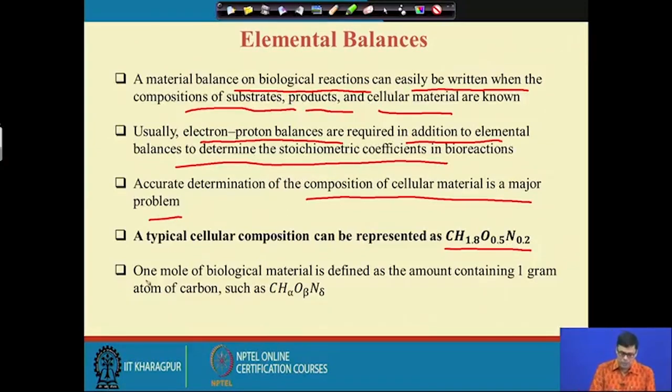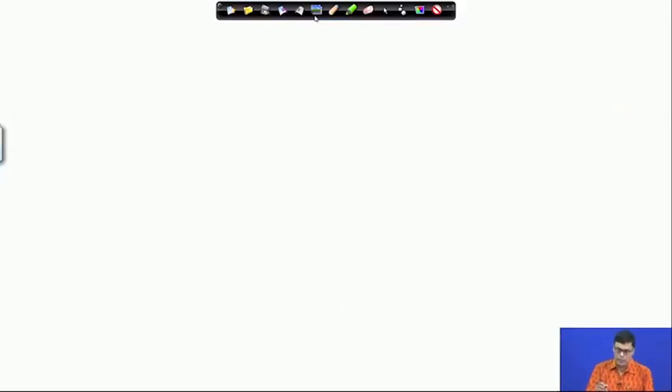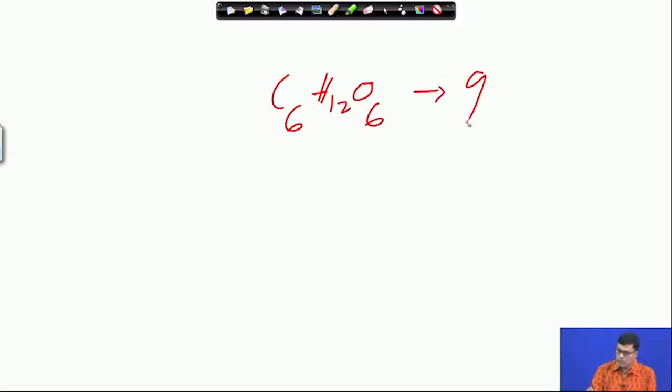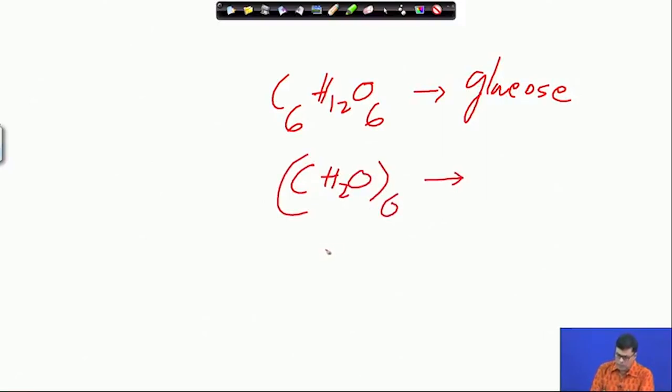Another very important thing is that 1 mole of biological material is defined as 1 gram atom of carbon, that is CHαOβNδ. Let me explain that. Suppose we are talking about glucose, C6H12O6. When you write this glucose in the form of 1 gram atom of carbon, it is CH2O. So 1 gram atom of carbon of glucose is like this.